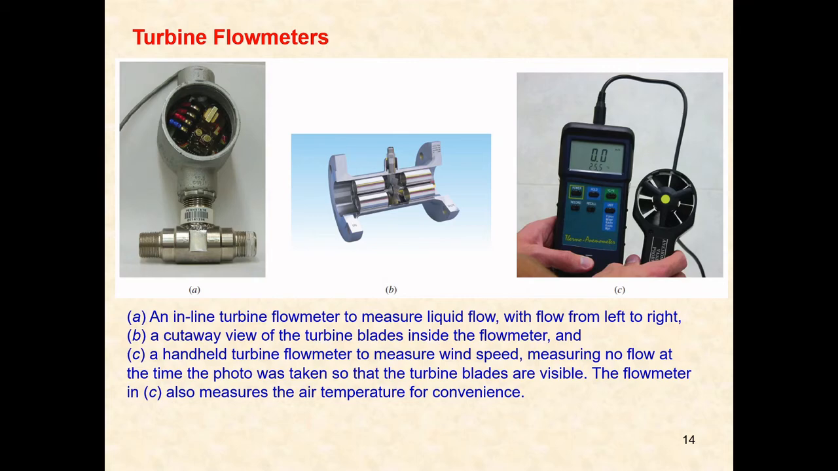Then figure C is a handheld turbine flow meter to measure wind speed. As the turbine blade spins, it can measure the wind speed. It was measuring no flow at the time the photo was taken, so the blade was not moving, which is why you can see the turbine blades. The flow meter in C also measures air temperature for convenience.